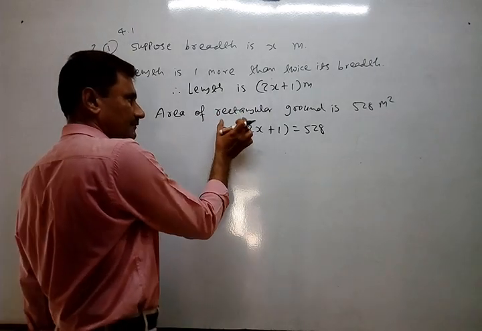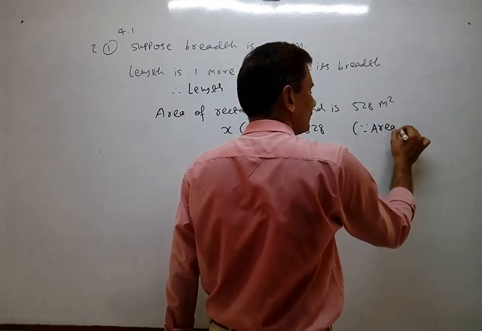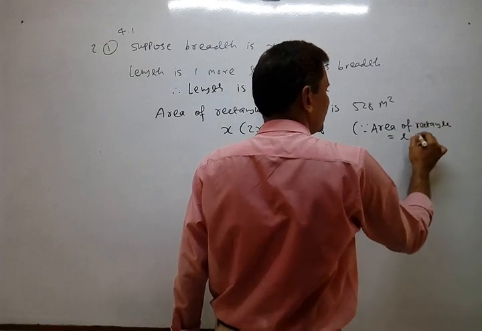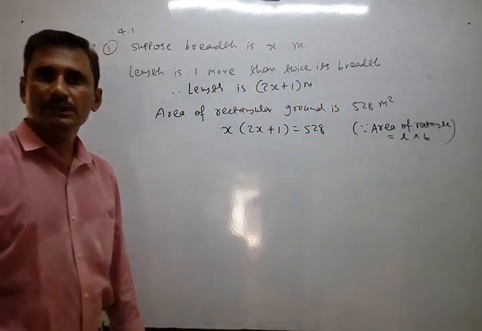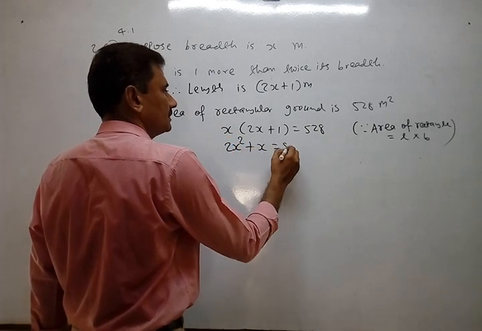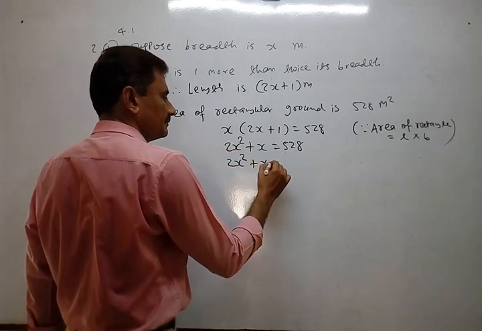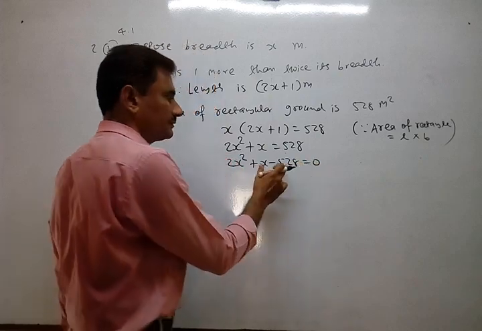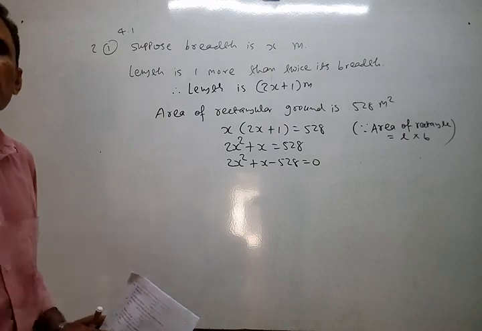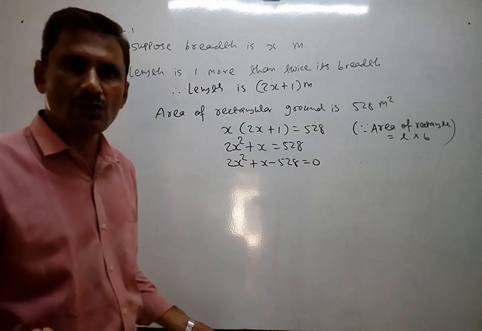Because area of a rectangle, you know, is length into breadth. If you want, you can say here area of rectangle equals length into breadth. So it is 2x square plus x equals 528. Now, 2x square plus x minus 528 equals 0. That equation should be in standard form. Standard form means everything should be on the left side and 0 on the opposite side. So that is our equation, only one equation in quadratic.